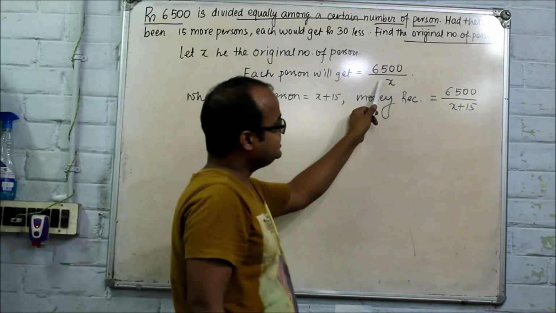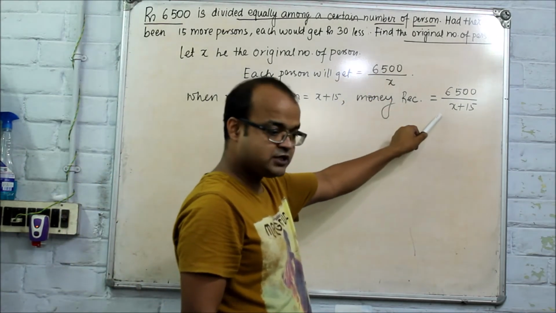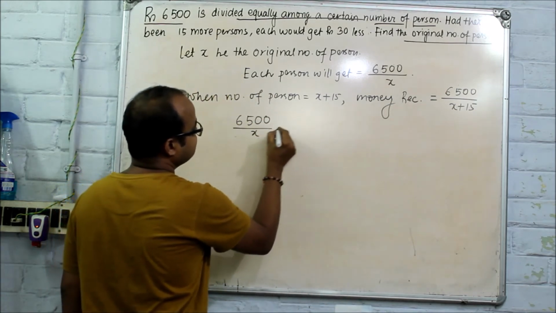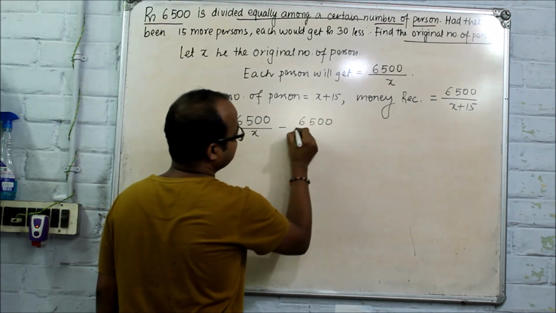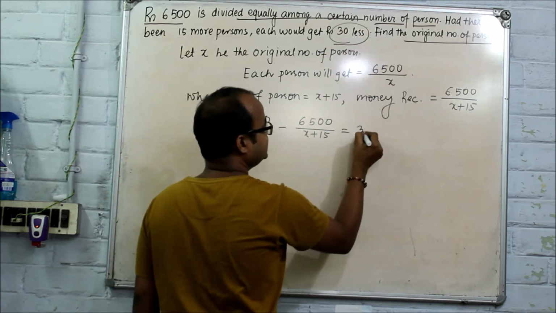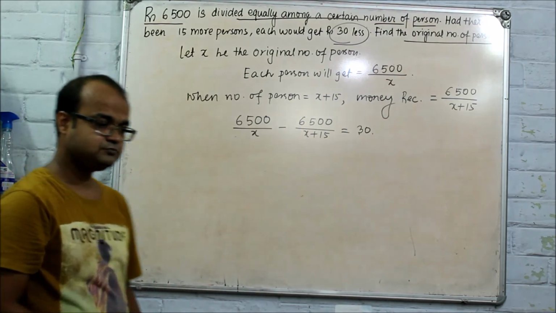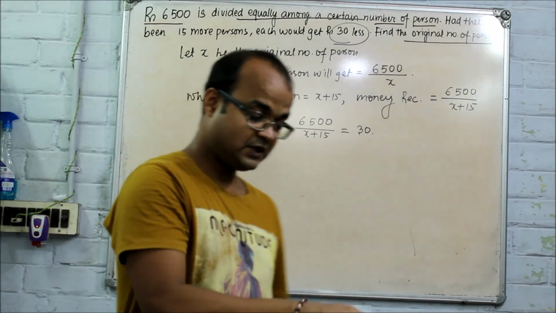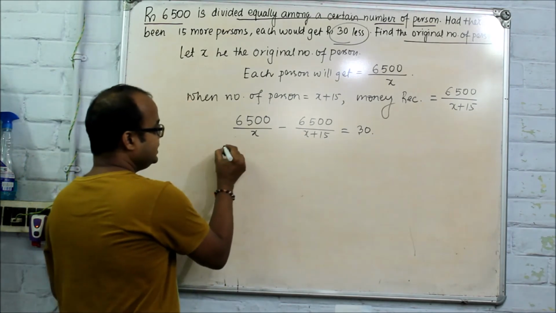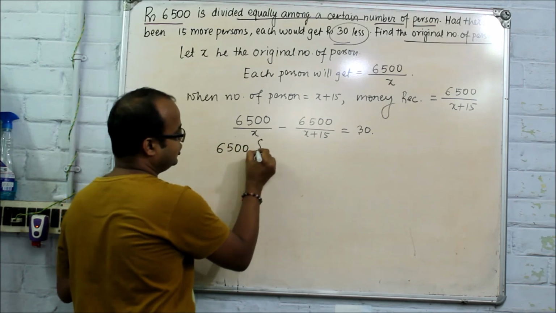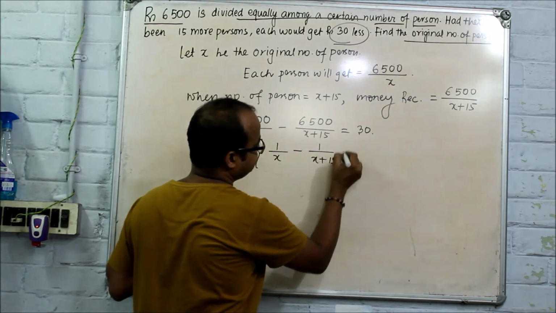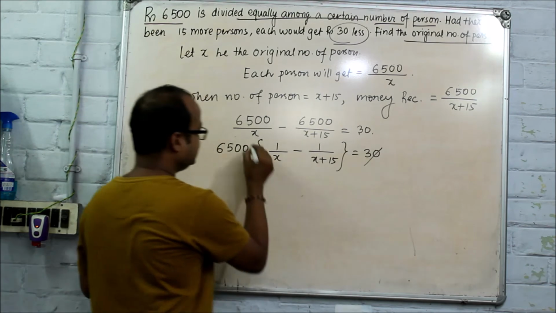Now in the first case they are getting more money compared to the second, so we write 6500 by x minus 6500 by x plus 15, and the difference is rupees 30 less, so it is equal to 30. Clear? So now we'll solve this problem. For this, I'll take 6500 as common, then you'll get 1 by x minus 1 by x plus 15 is equal to 30 over 6500, and the zeros cancel.